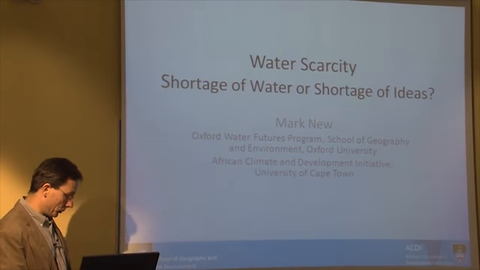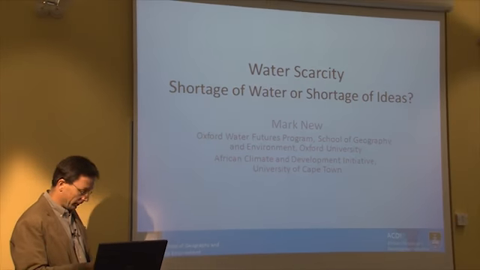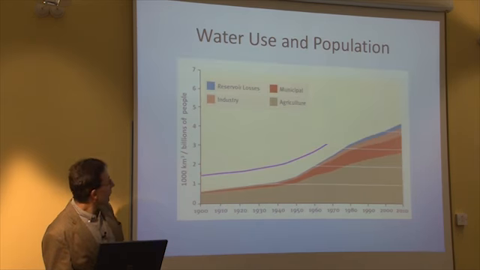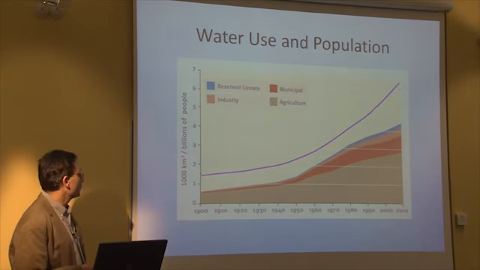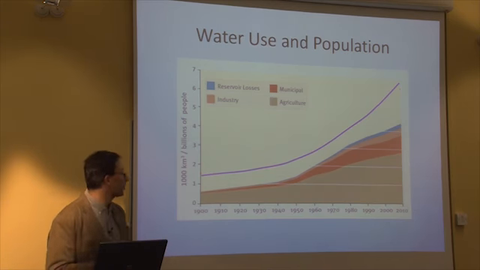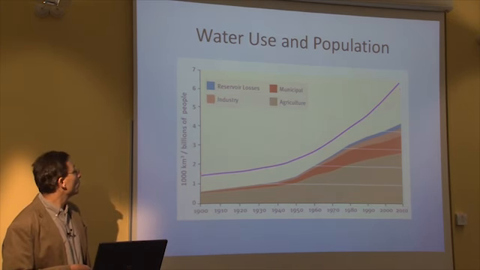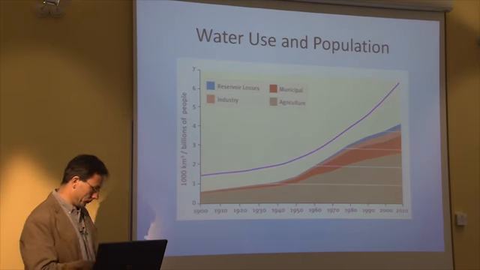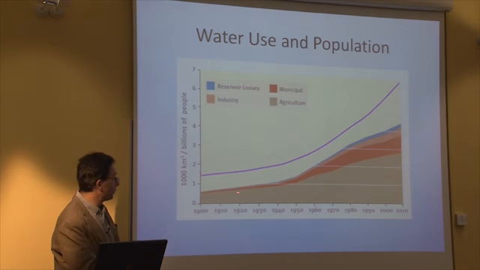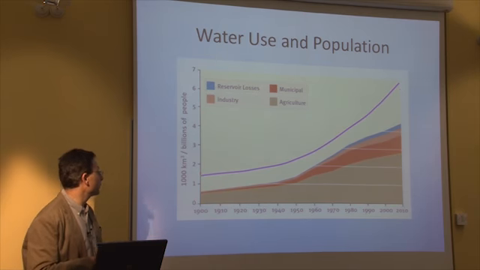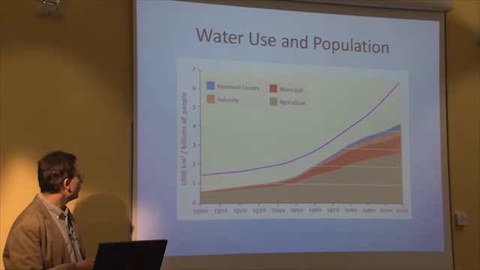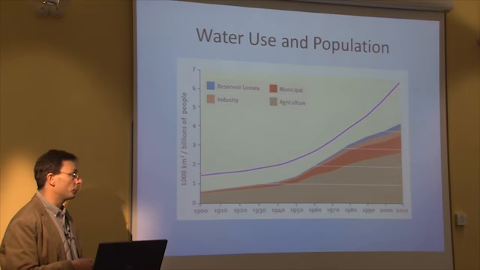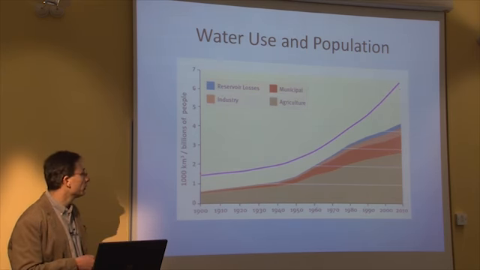So perhaps we should start by looking at where we are today. This graph shows the increase in water withdrawals, so what people have been using historically over the 20th century through to the end of this first decade of the 21st century. And the units here are in thousands of cubic kilometers per year.